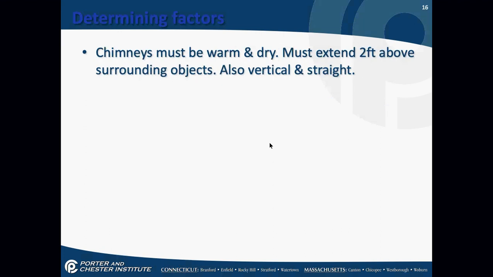Chimneys have to be warm and dry. They must extend 2 feet above any surrounding object. They're required to be vertical and straight. Those are the rules on chimneys. Must be warm and dry. Must extend 2 feet above surrounding objects. They have to be vertical and straight.